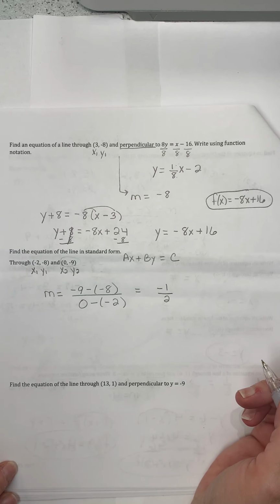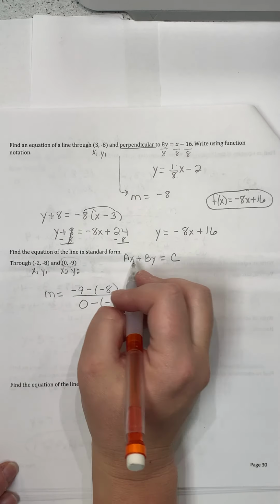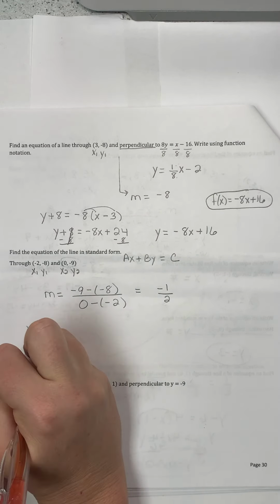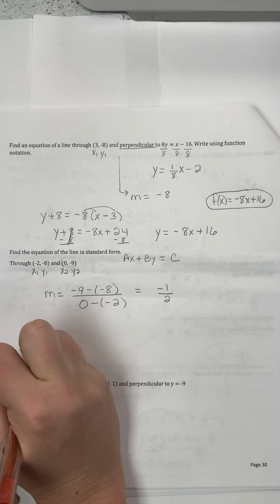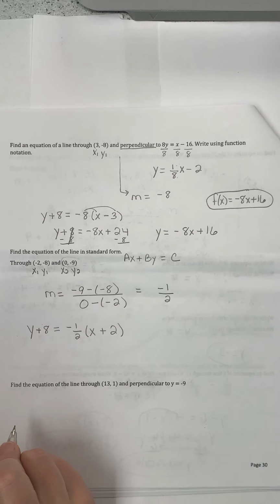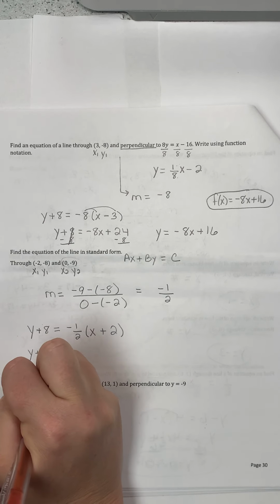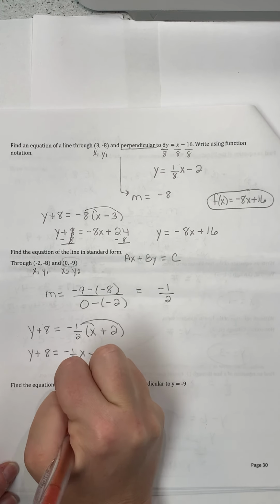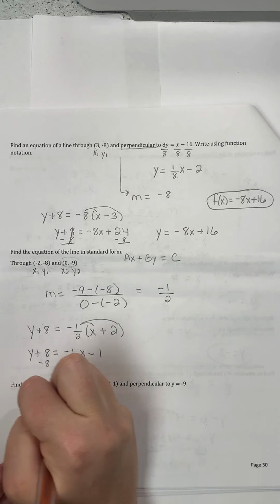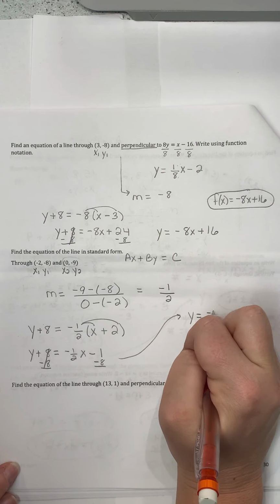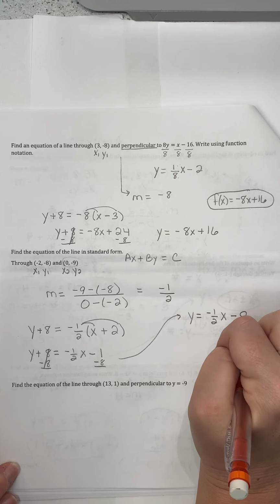It's up to you. You're going to get the same answer no matter what you choose, because we do have to rearrange it into this form. Okay, so if I just go the long way and I do y minus negative 8, it's y plus 8, equals negative 1/2 times x minus negative 2, there we go. y plus 8 equals negative 1/2 x minus 1. If I subtract 8 from both sides, I get y equals negative 1/2 x minus 9.